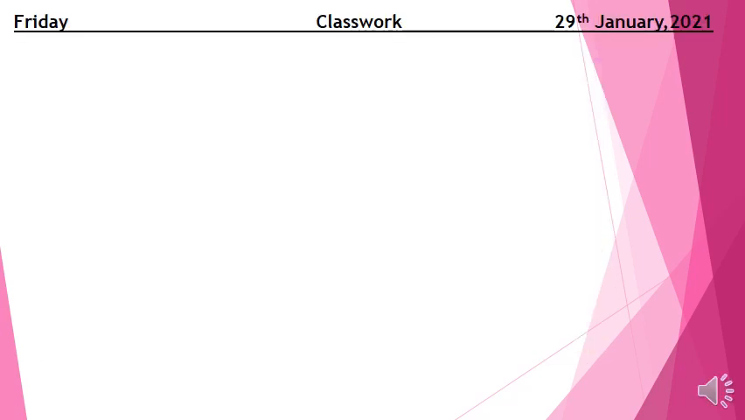Now, my dear students, you are going to do some written work in your language notebooks. So bring your language notebooks quickly and prepare the page like this. You are going to write the day on the left side, and that is Friday. Classwork should be written in the middle of the page, and you are going to write 29th January, 2021 on the top right. Don't forget to put a comma after January.